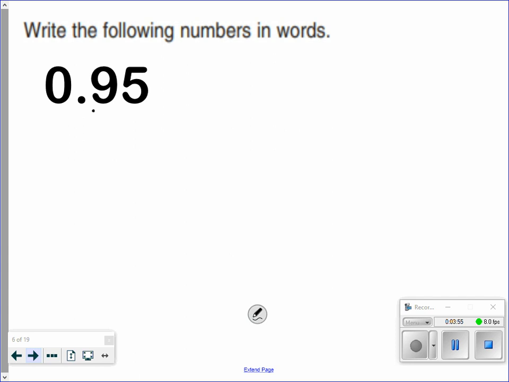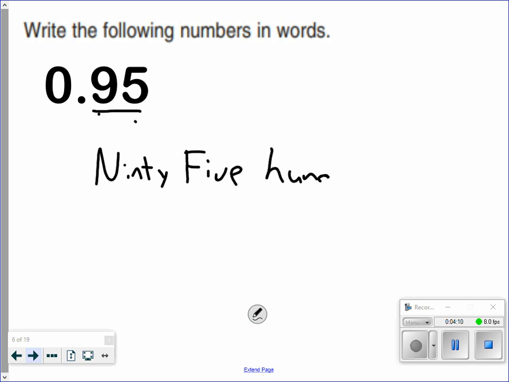So now you read it as 95. Forgive my spelling if I spell a word wrong. 95. And then we have tenths, hundredths. 95 hundredths. So you always, the word that you write here is whatever the last number is to the right, the furthest to the right. Here's our next one.